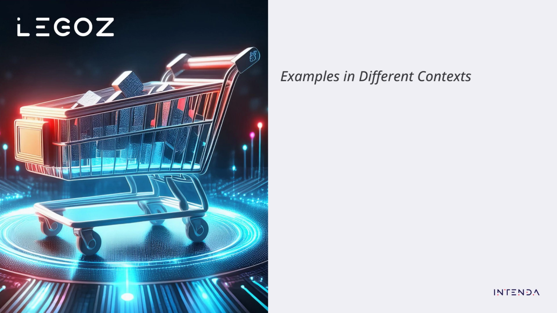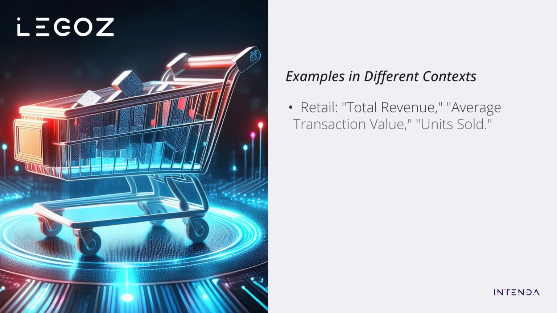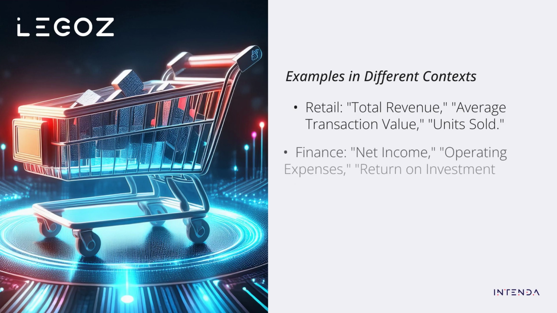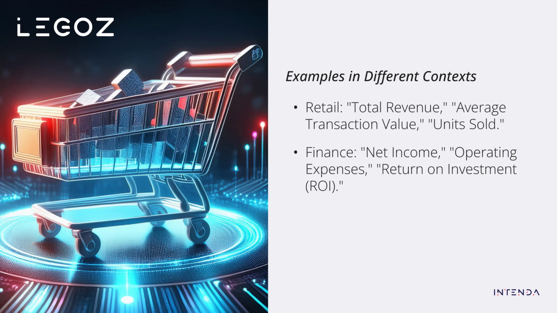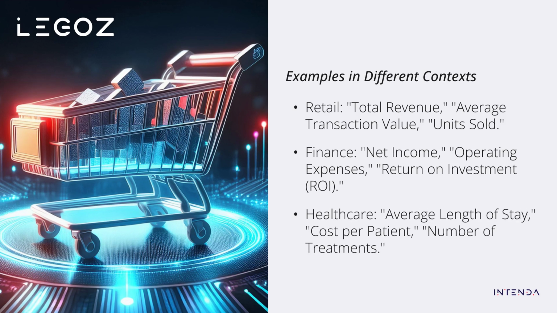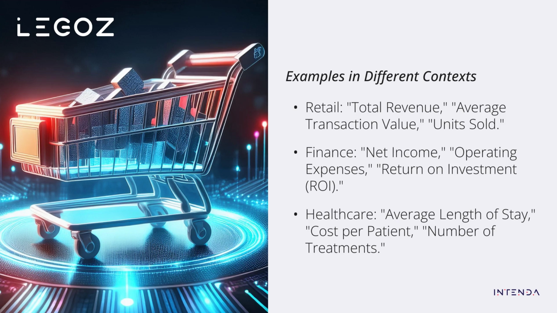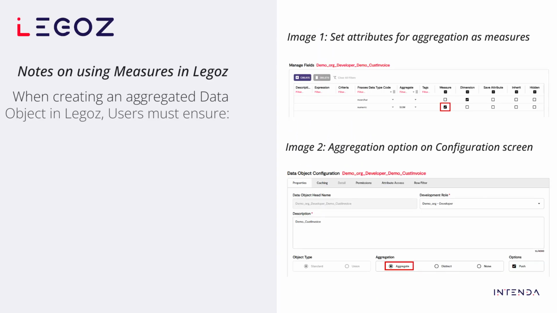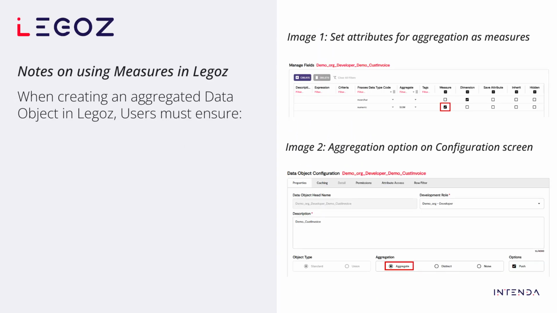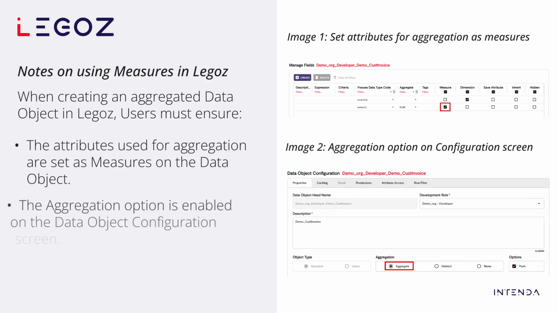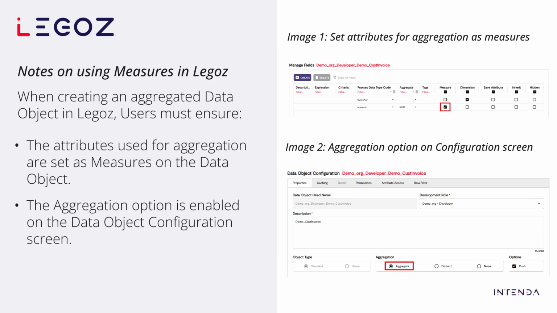Some contextual examples of measures are retail, total revenue, average transaction value, and units sold. Finance, net income, operating expenses, and return on investment. Healthcare, average length of stay, cost per patient, and number of treatments. When assembling an aggregated data object in Legos, users should ensure that the attributes used for aggregation are designated as measures on the data object, and that the aggregation option is activated on the data object configuration screen.